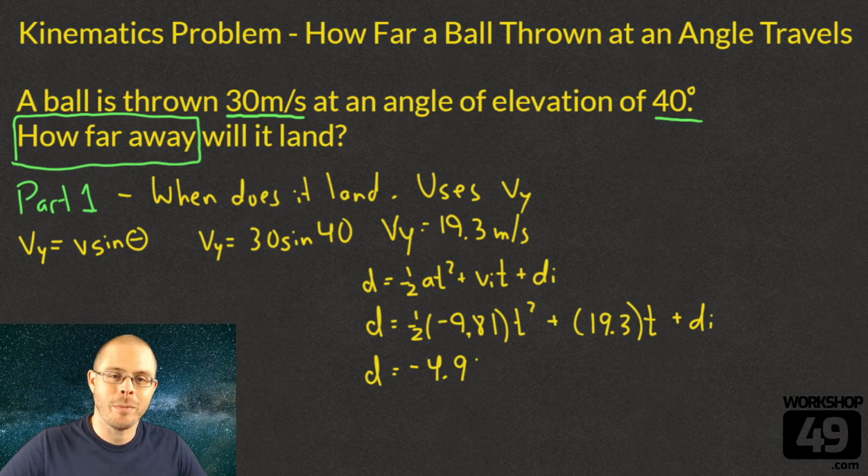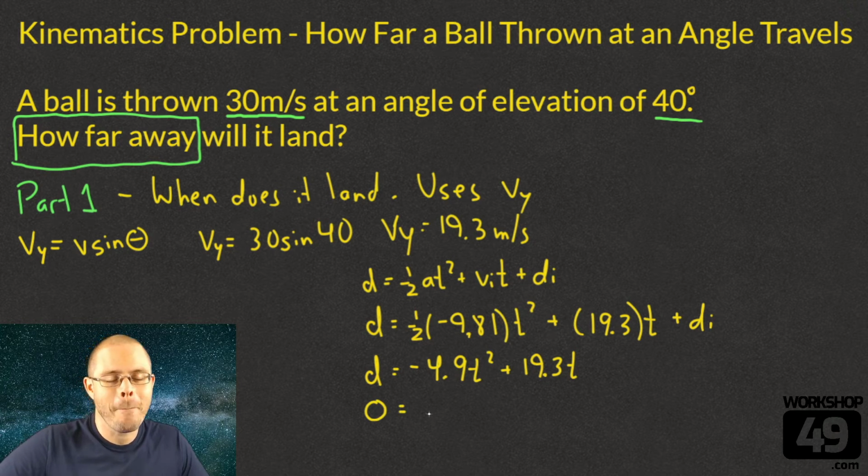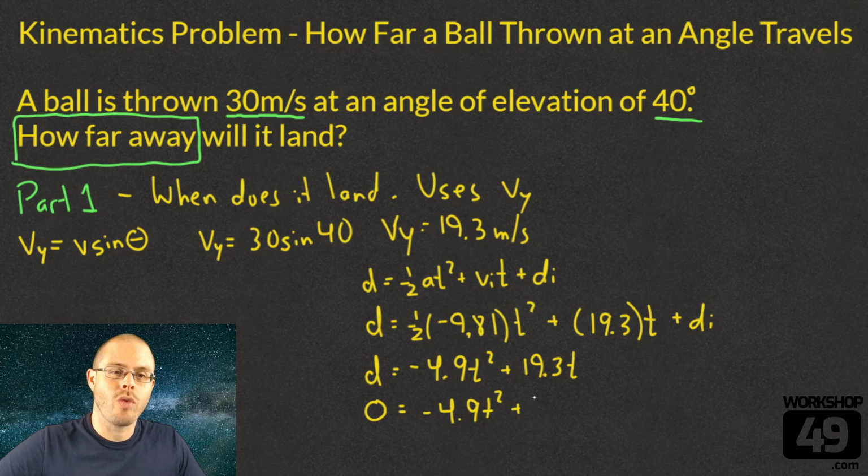We can clean this up a little bit, and we get that our distance is equal to negative 4.9 t squared plus 19.3 t, and no di, because in this question I was nice and the ball was thrown from ground level. If we want to know the time that the ball hits the ground, we have to fill in 0 for our distance. That's when it hits the ground, when the height is 0. And there's going to be two answers.